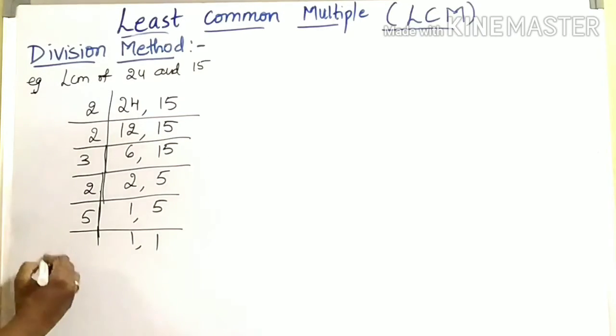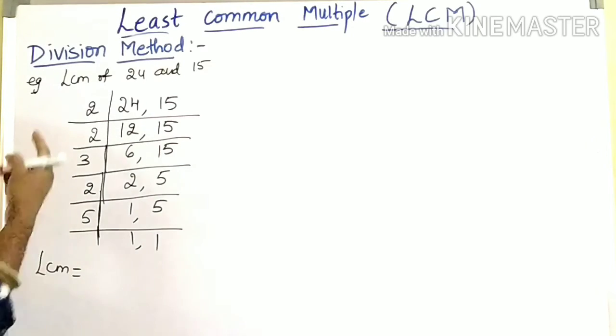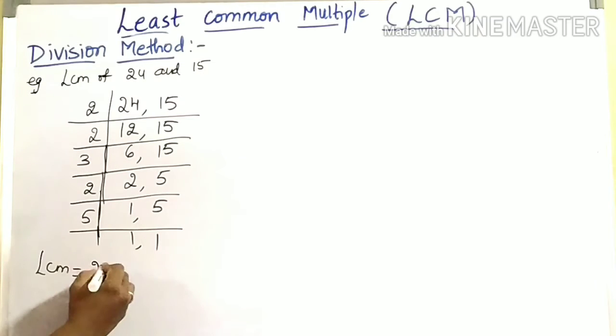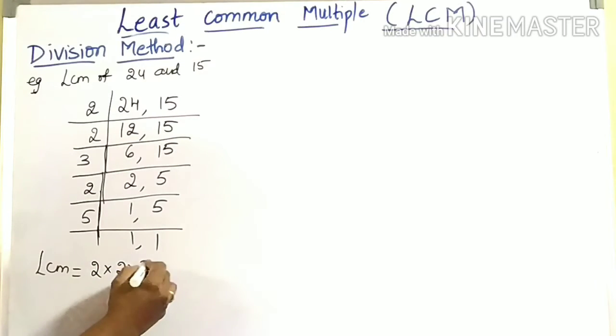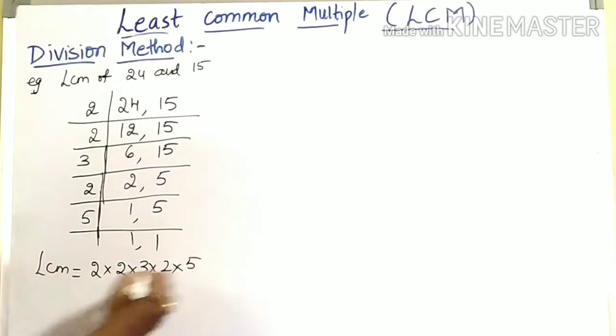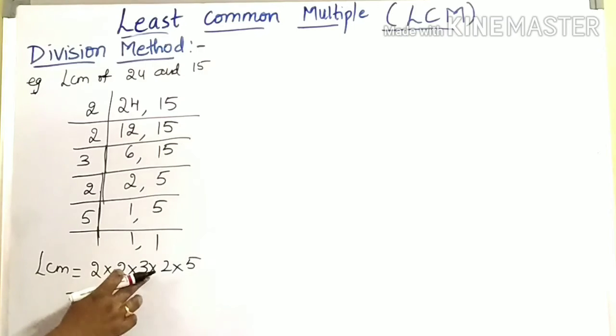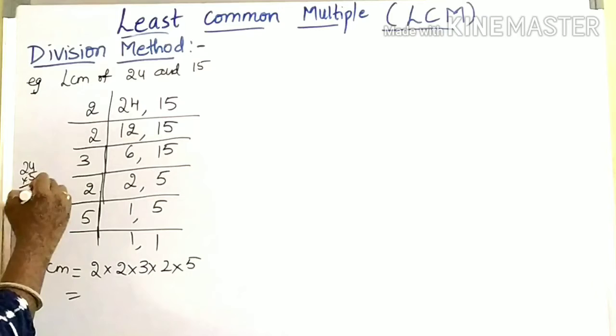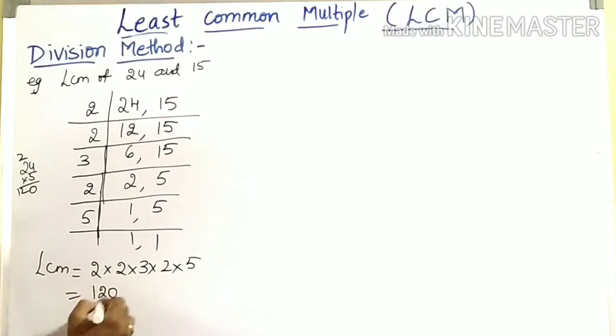So what is the LCM now here? LCM is the product of the divisors. So LCM is nothing but 2 into 2 into 3 into 2 into 5. So 2 2s are 4, 4 3s are 12, 12 2s are 24. 24 5s are how much? 120. So the LCM of 24 and 15 is 120.